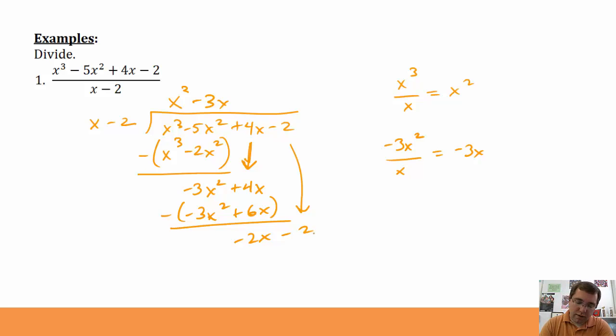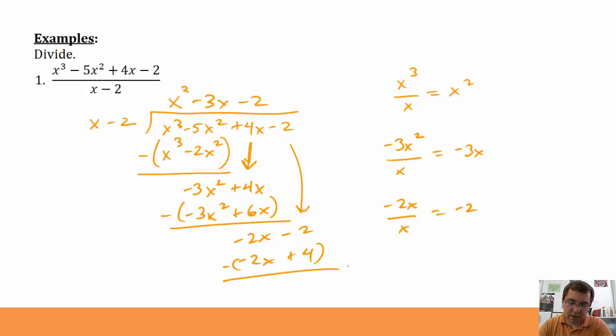I divide negative 2x by the x that's out front, I get negative 2, so I write minus 2 up top. I take minus 2, I multiply it by x minus 2, and I write it down below. So negative 2x plus 4. I subtract. Negative 2x minus negative 2x is 0. Negative 2 minus 4 is negative 6.